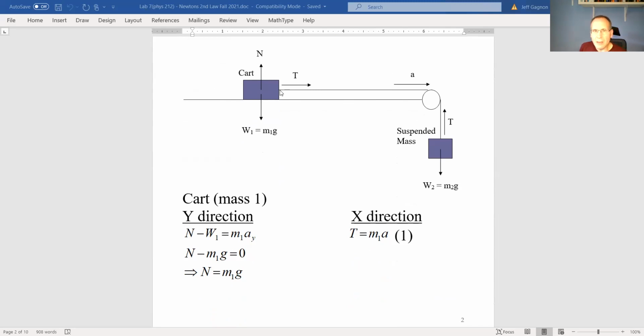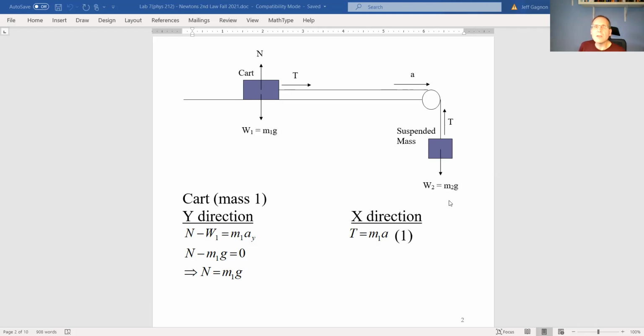And connected to the cart is a string. It goes over a pulley, and then we have a hanger here. So think of it as a suspended mass. And what we're doing is we're starting this system at rest, releasing it. The cart's going to accelerate to the right, so with some acceleration A, and the suspended mass will accelerate downward, right, with the same acceleration because they're connected by the string here.